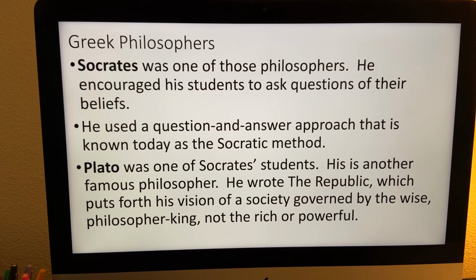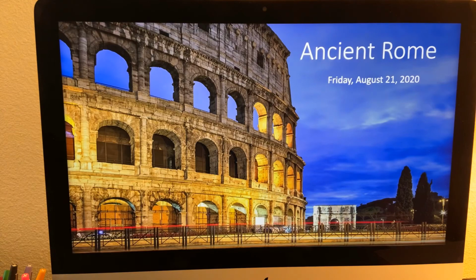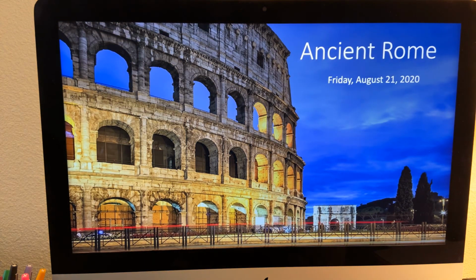Plato was one of his students, and he is another famous philosopher. He wrote a book called The Republic, and in this book, he puts forth his vision of a society that is governed by a wise philosopher king, not somebody who is rich or powerful. All right, so that is ancient Greece.